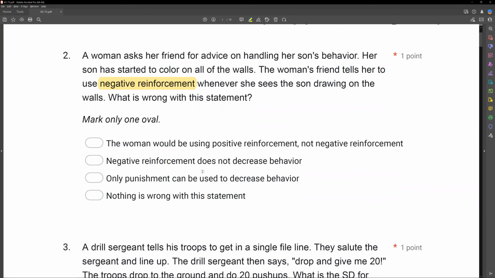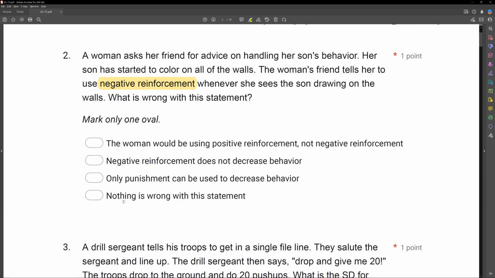B, negative reinforcement does not decrease behavior. That is true, right? Negative reinforcement doesn't decrease behavior. Now, in a lot of uses, people use negative reinforcement incorrectly when they mean what? They mean punishment. Punishment decreases behavior. So the issue here is that negative reinforcement is not going to decrease the behavior. What about C? Only punishment can be used to decrease behavior. Well, slow down. Think about it. What else can we use to decrease behavior? What about extinction? Yeah, so punishment is not the only thing that can decrease behavior.